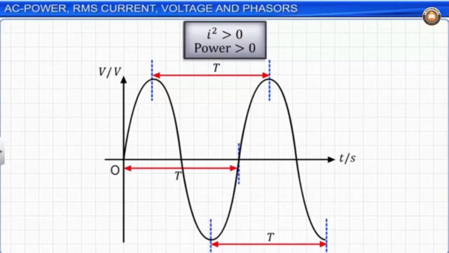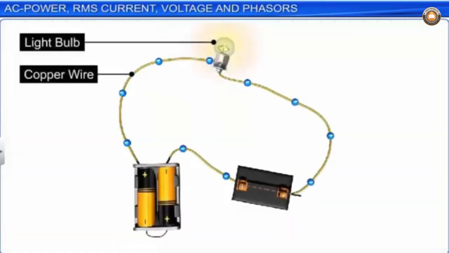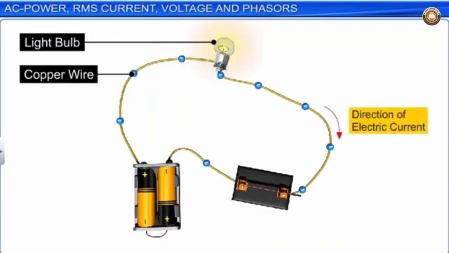We know that electric current refers to the flow of electrons in a circuit, and the direction of the current is conventionally taken to be the one opposite to the direction of the flow of electrons.